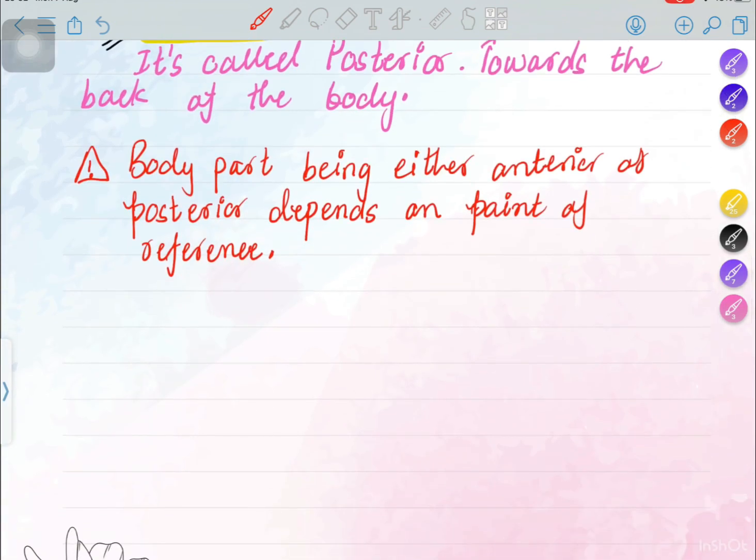So I'm using two organs to compare my location. I'm using any reference point. Ears are my reference, and I'm saying nose is anterior to that. And then when I talk about ears, I put nose as my reference point and said ears are posterior to that. So over here, let's write it together so that you could understand.